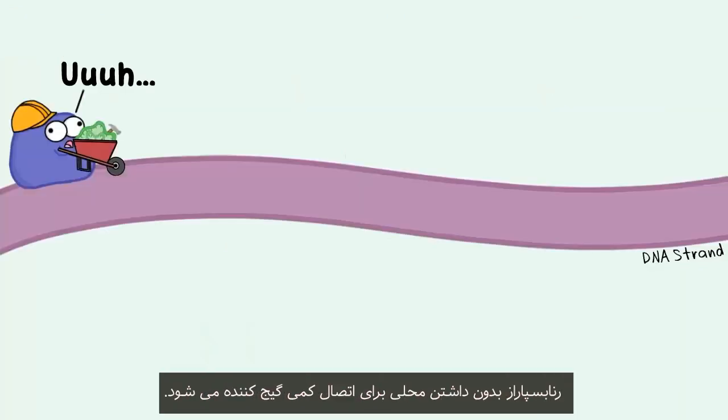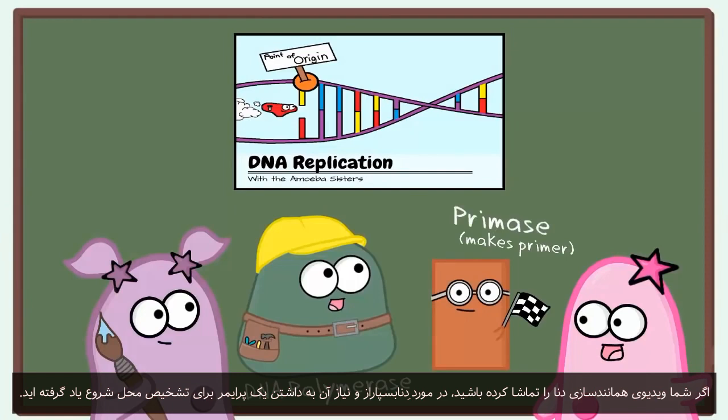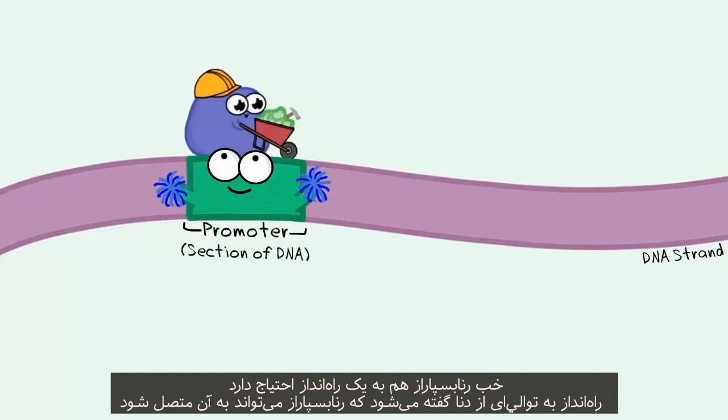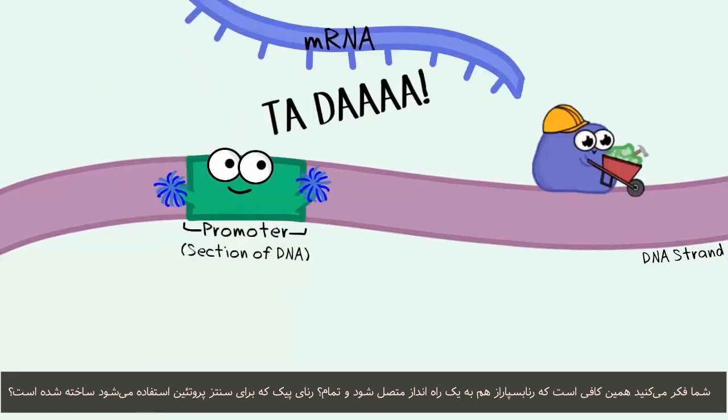The thing about RNA polymerase, though, it gets a little confusing for RNA polymerase without somewhere to bind. If you watched our DNA replication video, you learned about DNA polymerase and how it had to have a primer to know where to start. Well, RNA polymerase needs a promoter. A promoter is a sequence of DNA where the RNA polymerase can bind. So you would think, okay, you got your RNA polymerase, you attach it to a promoter, and boom, you make your mRNA, which eventually will be used to make a protein.